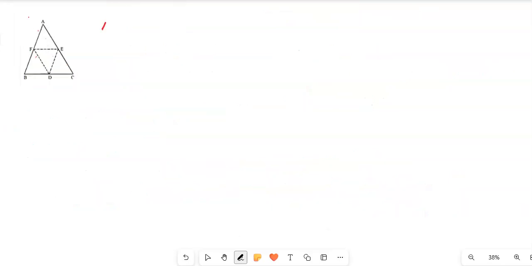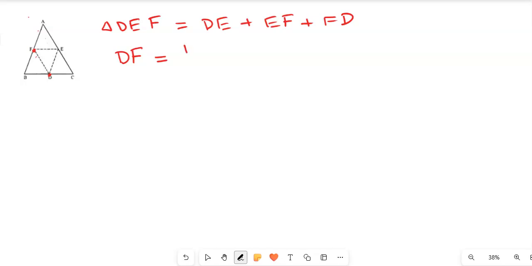Now find the perimeter of the triangle DEF. So perimeter of the triangle DEF is DE plus EF plus FD. Now how to find DF? So D is midpoint of BC and F is midpoint of AB. So D and F are midpoints of two sides of the triangle and DF is the line joining the midpoints of the two sides of the triangle. So by midpoint theorem DF is equal to half of CA.